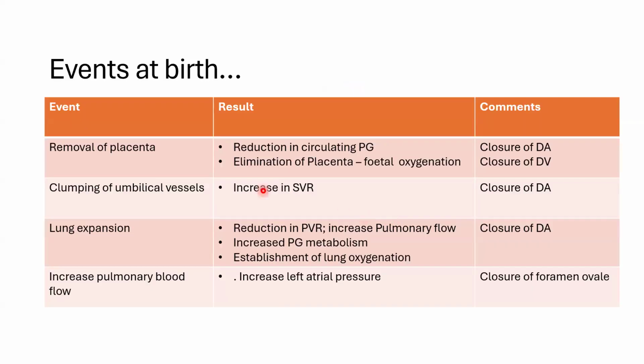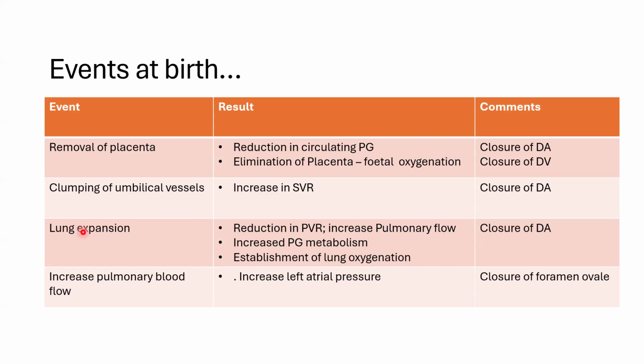I've spoken about the events at birth that trigger the switch from the fetal to the adult or neonatal circulation. Important is the removal of the placenta, which eliminates the prostaglandin that is important for maintaining the ductus arteriosus, and also eliminates fetal oxygenation by the placenta, which leaves the ductus venosus irrelevant. I've spoken about the clamping of the umbilical vessels, which increases the systemic vascular resistance. That in the long run helps in the closure of the ductus arteriosus.